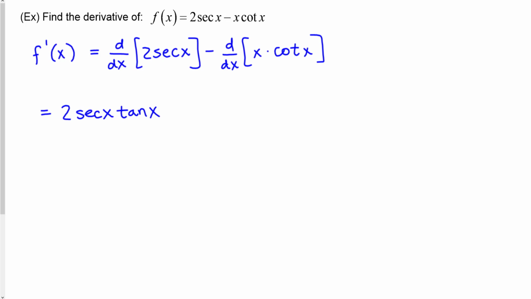The next part, however, this is a product of functions. So I need to make sure I use my product rule when I come up with this derivative. So I'm going to subtract in parentheses. So I'm going to take the derivative of the first times the second minus the first times the derivative of the second. The derivative of a cofunction is negative, and the derivative of cotangent is negative cosecant squared in particular.